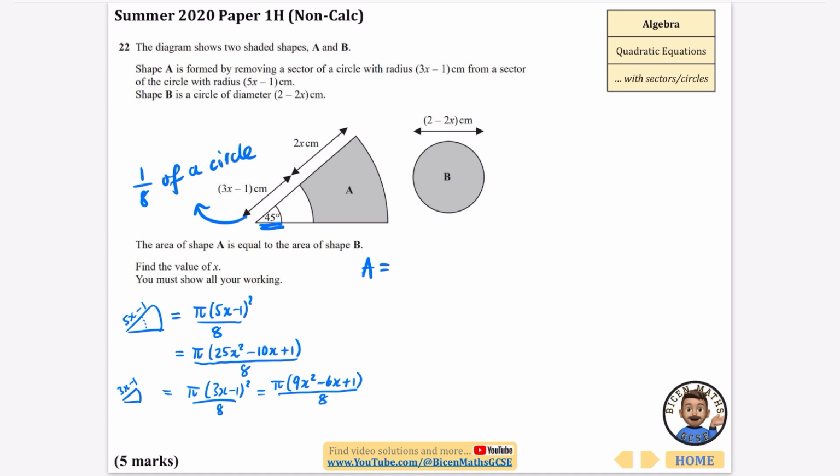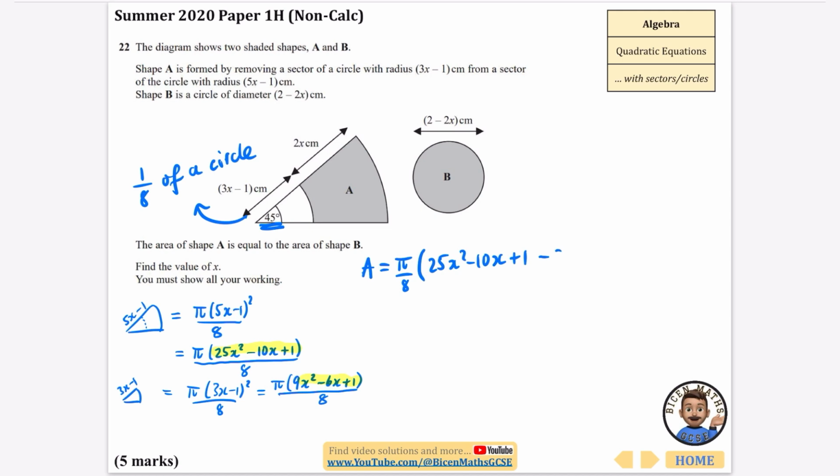Let's just concentrate on the quadratic part. We're going to do this one, take away this one, and then we can put them together. So there's definitely going to be a pi over 8, but the quadratic bit is going to be 25 take away 9, which is 16x squared. Or shall I write it out? Yeah, I'm going to write it out. So we've got 25x squared minus 10x plus 1, and we're going to be subtracting all of this.